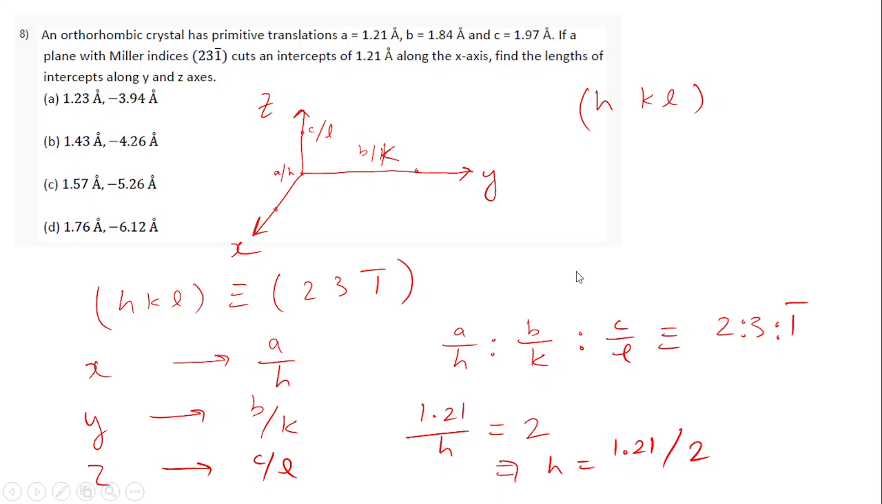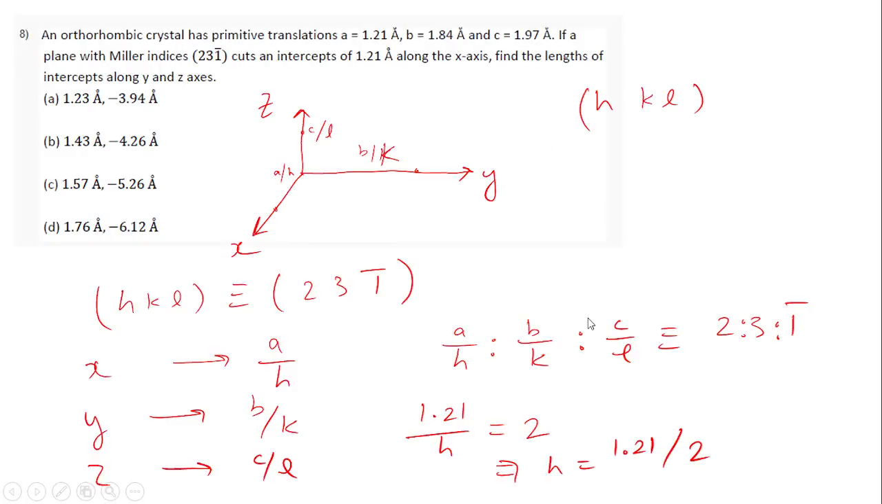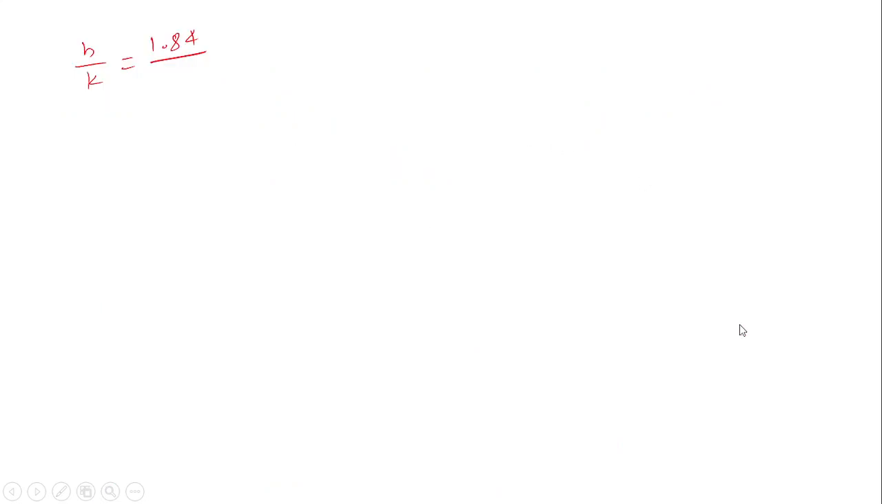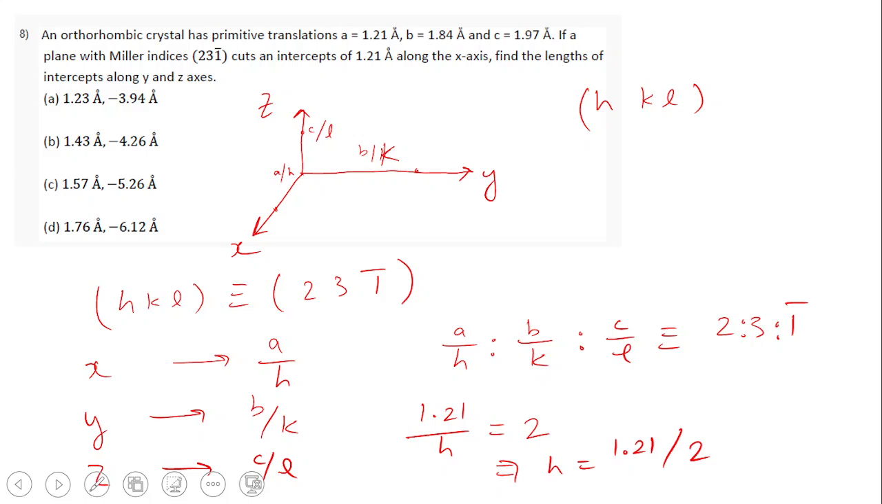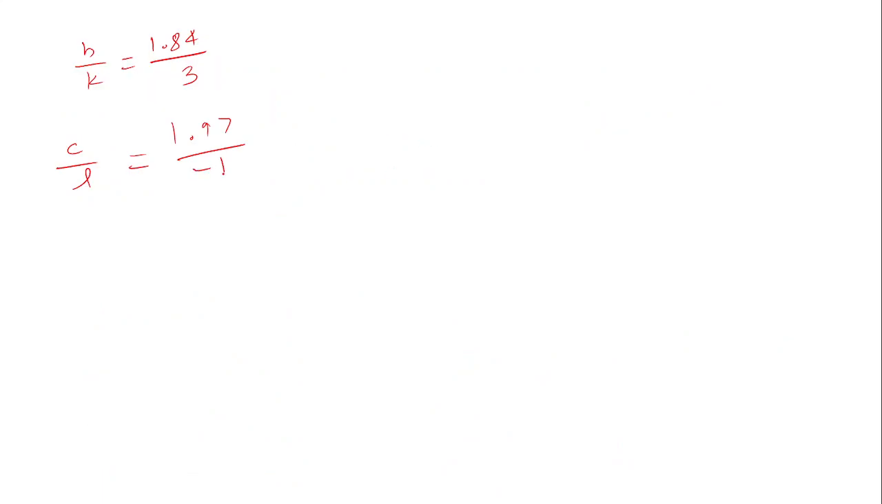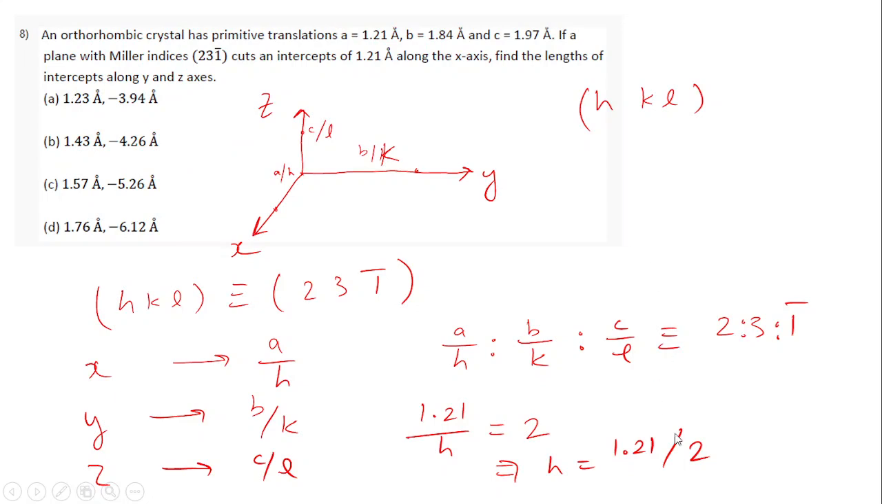Okay, this is h. Similarly, B by k, B is 1.84 divided by k is 3, and C by L, the intercept on z axis, this is 1.97. 1.97 divided by L means 1 bar, means -1. So these values will be how much?